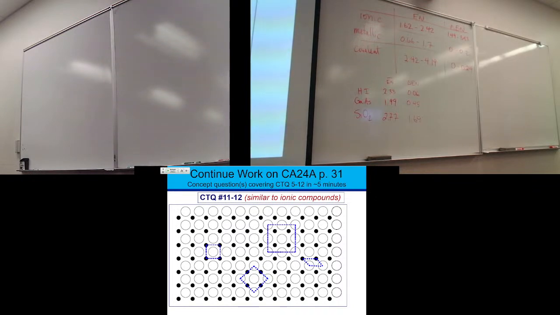Well, no gaps between unit cells. So you can't draw the shapes so that they don't mesh together.